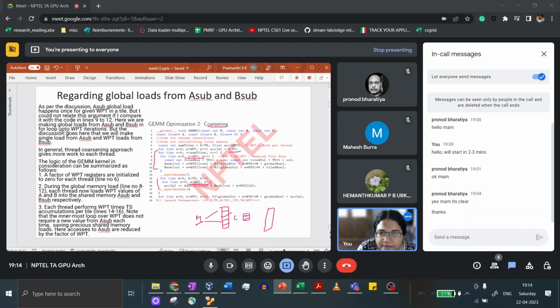But if you notice closely, the inner loop over WPT does not require a new value from A sub each time. So it's actually calling A sub k comma rho. The k is the index from the outer loop, but notice that W is never used. Whereas if you see B, W and k are used, which means that it keeps loading a new value each time, right? Therefore, the accesses that A sub does are reduced by a factor of WPT because it does not have this index from the inner loop used, right?